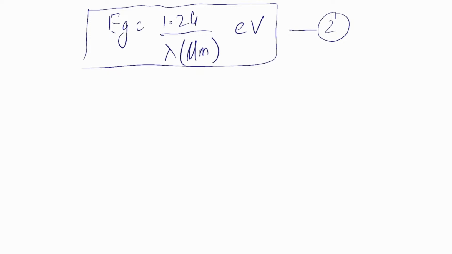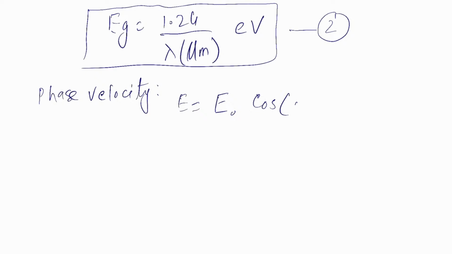Okay, next expression is for phase velocity. So we knew that E is equal to E naught cos(omega t minus kz). We just saw this expression.